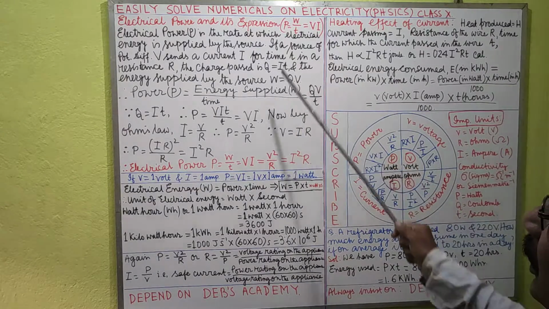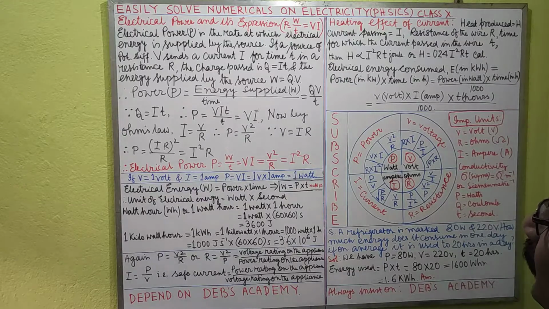Electrical power is P equal to W by T equal to V into I. V is volt, W is work done or energy, T is time, and I is ampere, that is current. Electrical power is the rate at which electrical energy is supplied by the source.